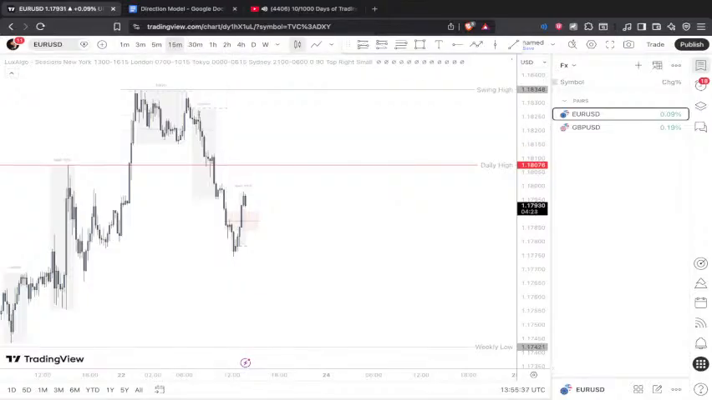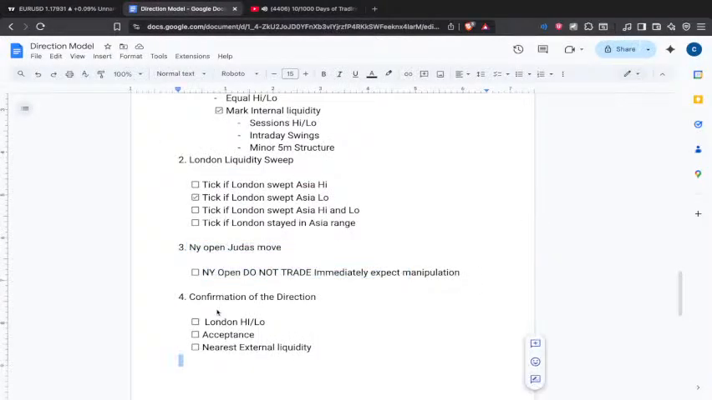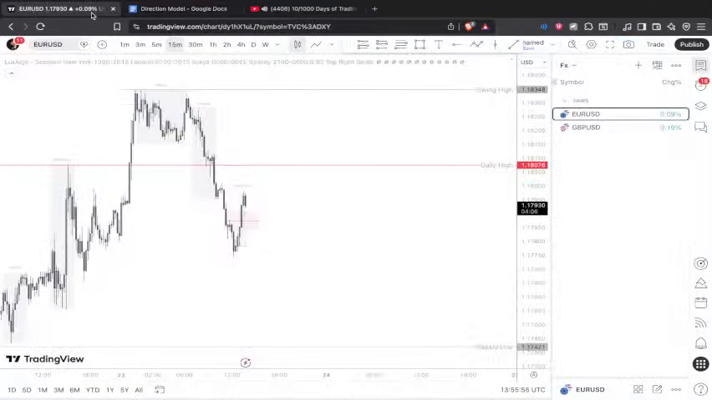So that's one of the things we put for step 4. You need to have acceptance in a certain way. Whether you have acceptance by session, acceptance by a certain level, like the midpoint of the session, or acceptance in a certain dealing range, then you can have an idea of where price is heading towards.